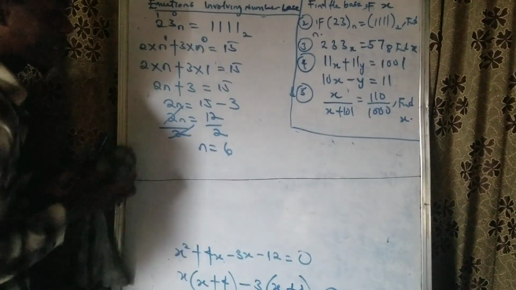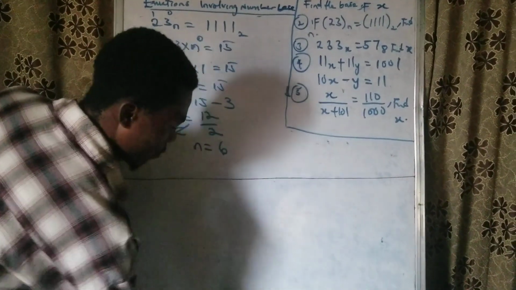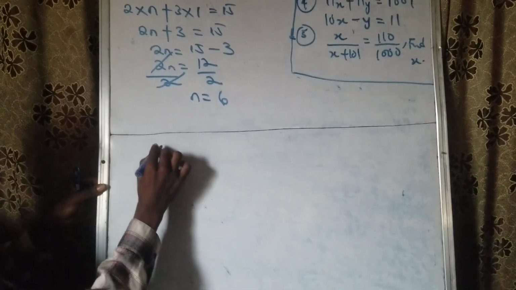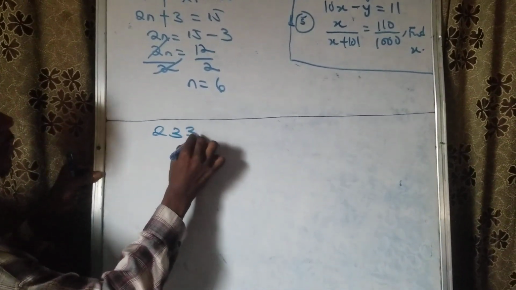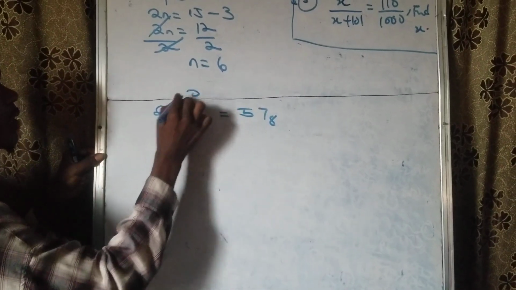So now let us attempt the third question. Are we getting that? Let's attempt the next question. The next question is, if we're having 233 base x equals 57 base 8. So let's do the expanded notation of this.